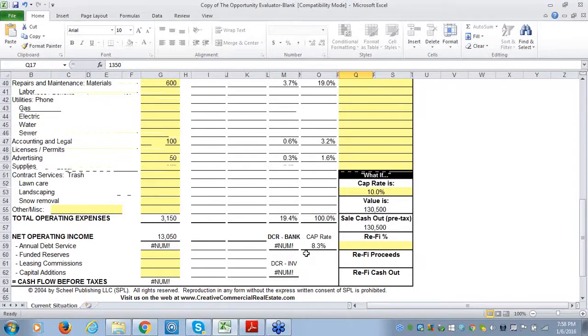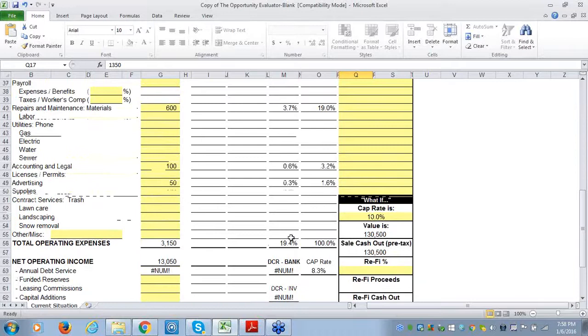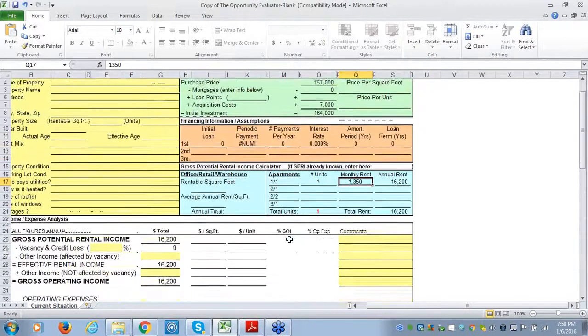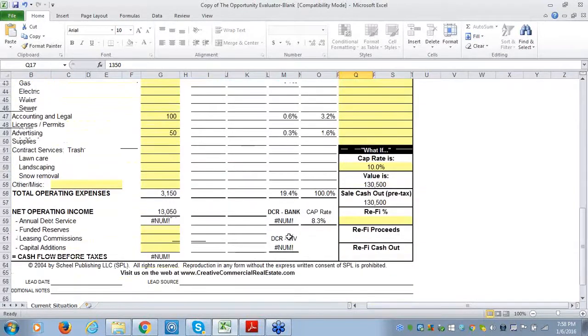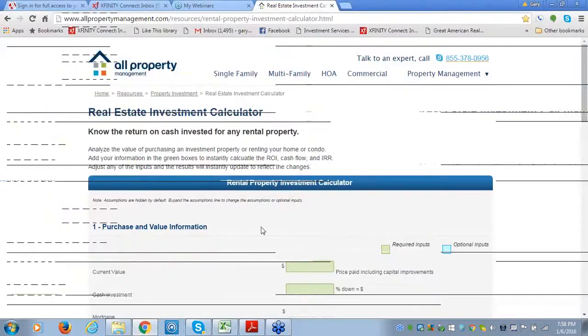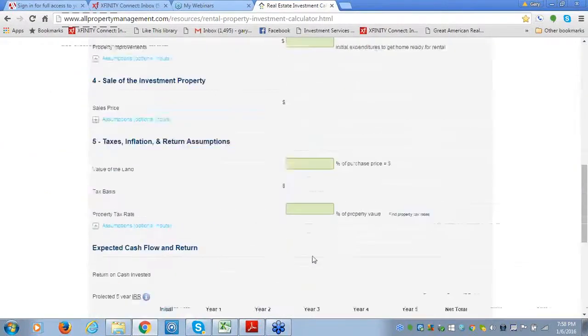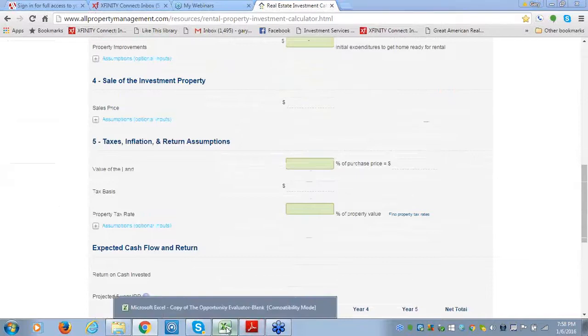And here's, what if you want to take a look at that again. They're assuming value is 130,000, and your cash out you sold for 130. Why would you do that if you just bought it for 157, right? That doesn't make sense. So that's why I never understood why they put this out there. I'd rather see you use this rental property reporter, and we'll look at that here in a little bit. So hang on one second. Let's go back to this.